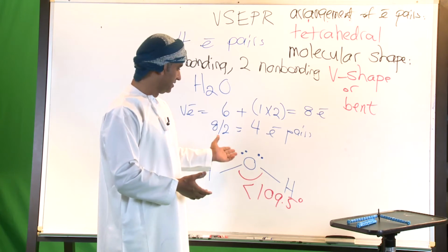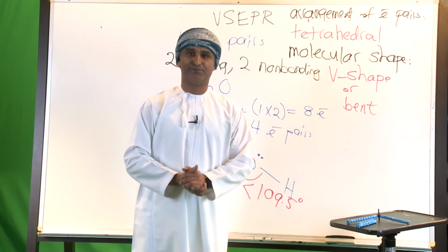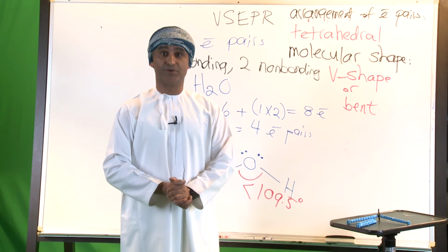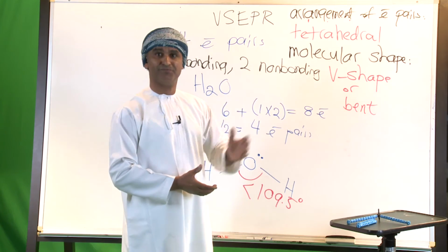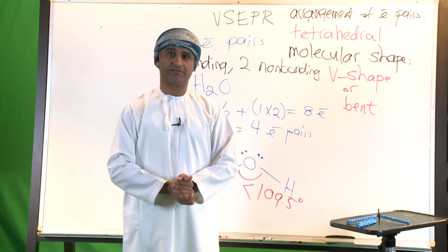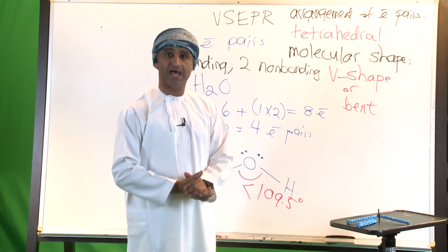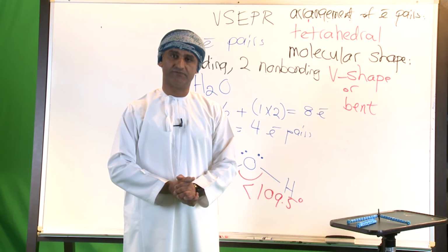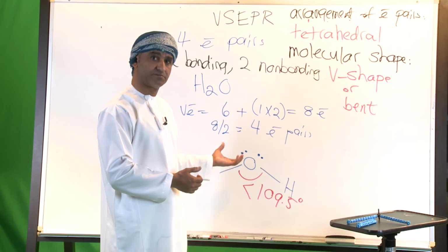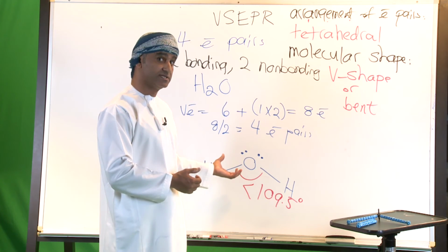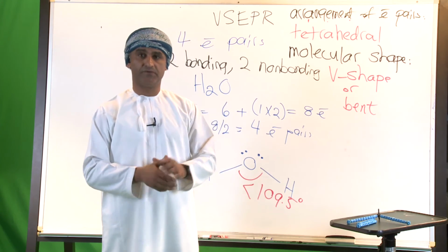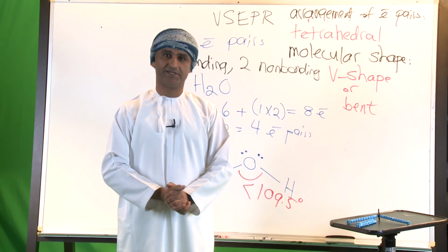104.5. So in conclusion then, in a 4 electron pair case where 2 pairs are bonding and 2 are non-bonding, the orbital shape, or the overall arrangement of electron pairs, is tetrahedral, whereas the molecular shape is V-shape or bent. The bond angle in this case is better represented, or scientifically represented, to be less than 109.5 to account for the 2 lone pairs present around the central atom.